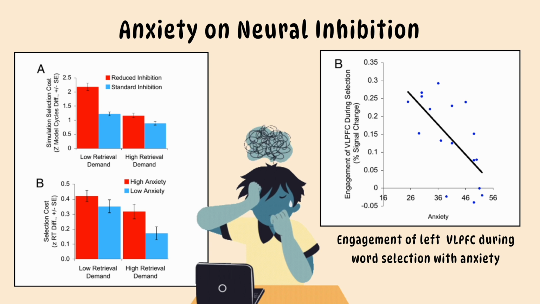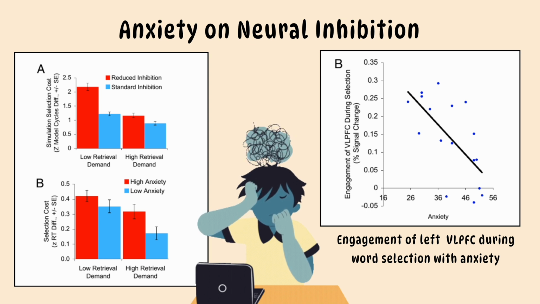This specific study points out the effects of anxiety on neural inhibition. It found that anxiety is associated with lower neural inhibition. This means that someone with anxiety may have more trouble with word processing. This impairs an individual's ability to select one thing out of many options.